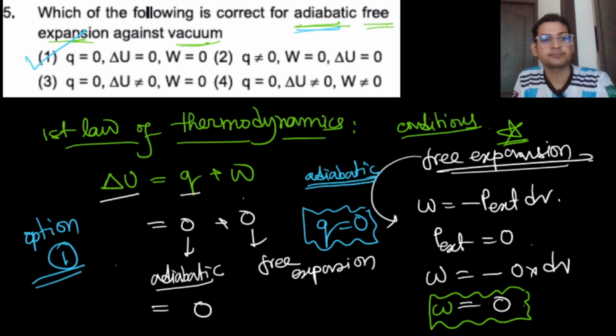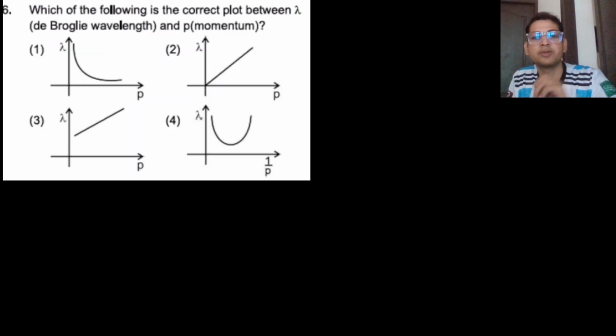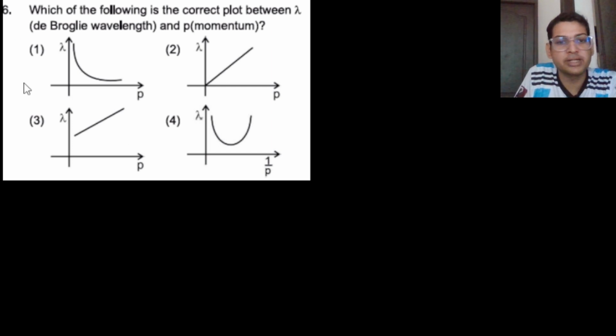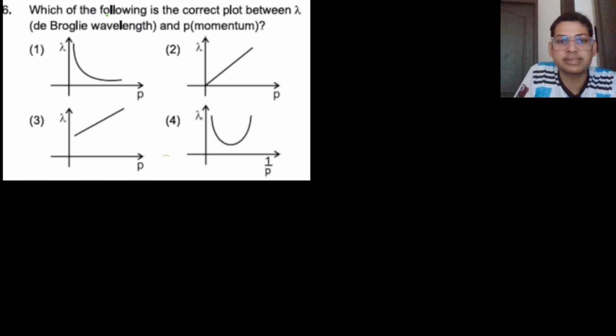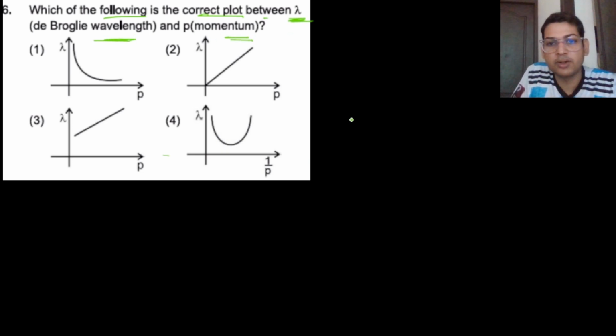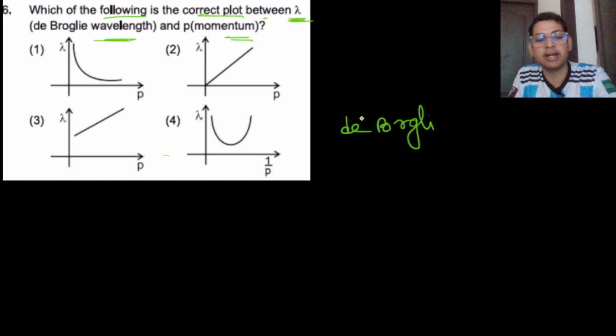So easy, right? Okay, going to the next question. This question is very easy, but they have given it in a different manner. They are asking, the following is the correct plot between lambda, the de Broglie wavelength, and momentum. Sir, de Broglie wavelength means we have to write the equation, right? Yes, obviously you have to write the equation.